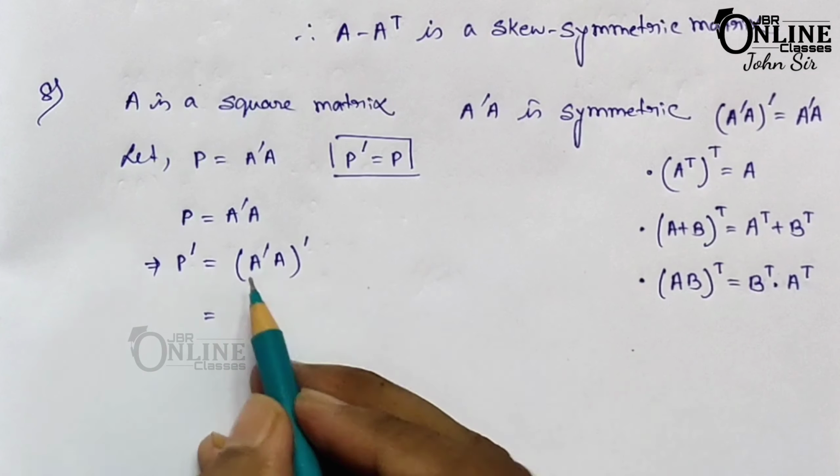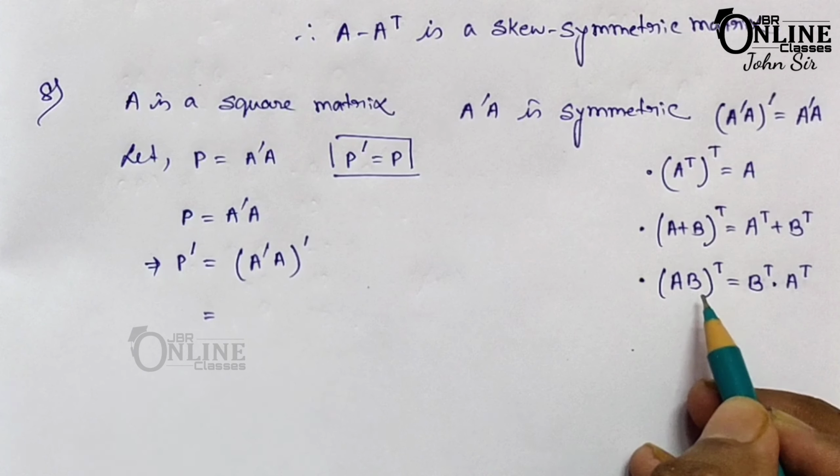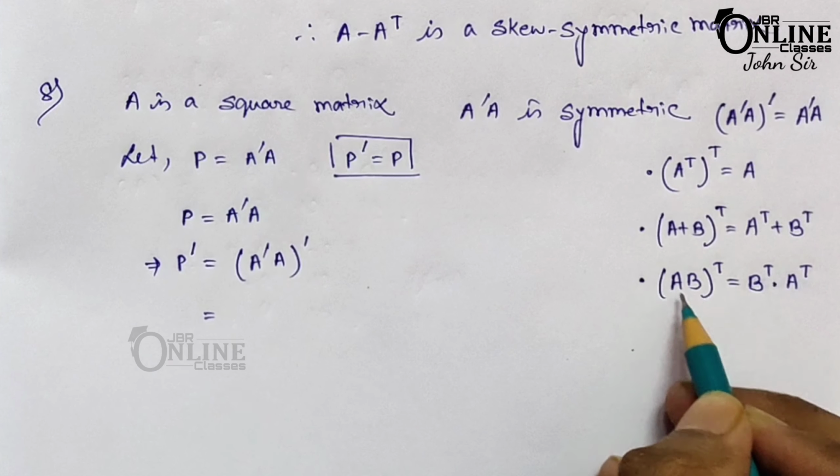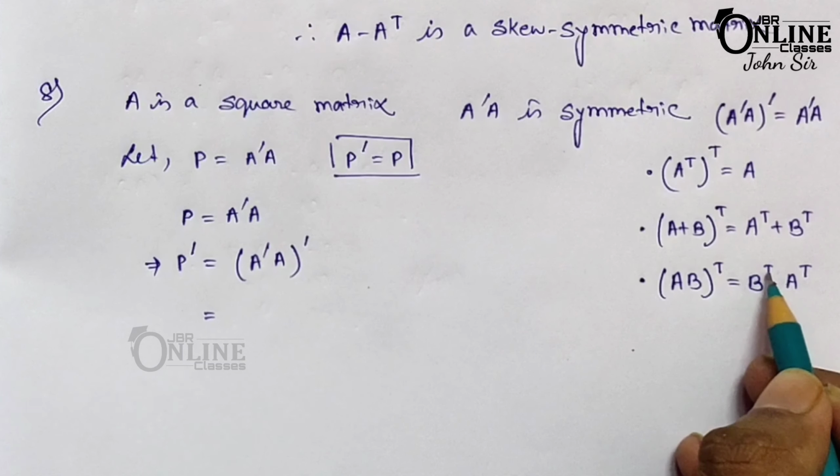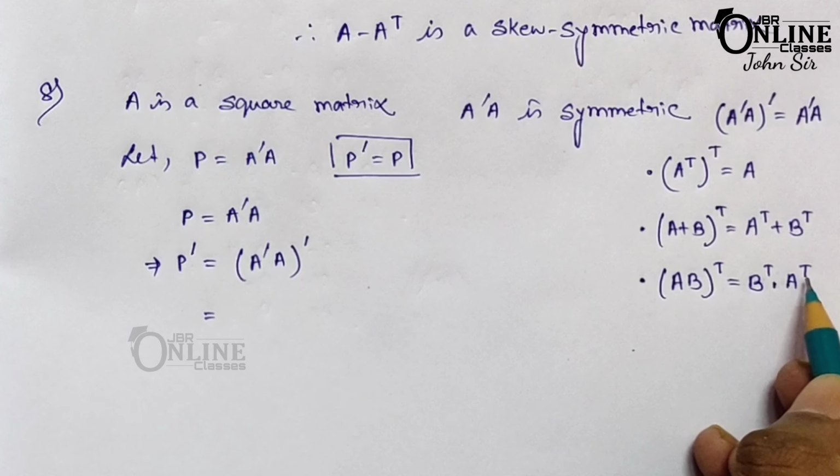Okay, now here you can apply these properties. For the multiplication of two matrices, the transpose, you have to write the second matrix transpose times the first matrix transpose.